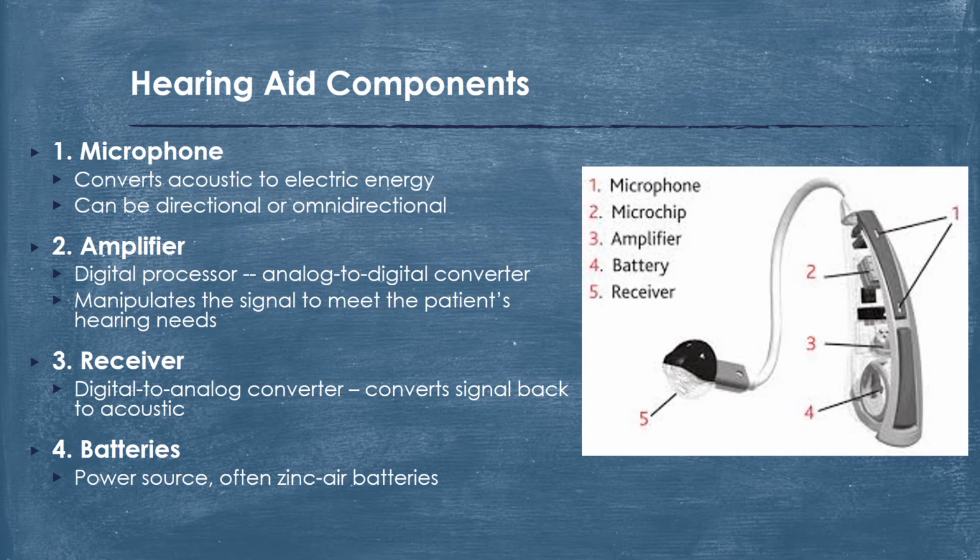Number three, it goes to a receiver where it converts the digital code back into an electrical signal, so a digital to analog converter, because we need the sound to come out in a recognizable format to the listener. And then, of course, we've got to have power. So we have batteries. And as described in your book, there are several different hearing aid batteries available to consumers.